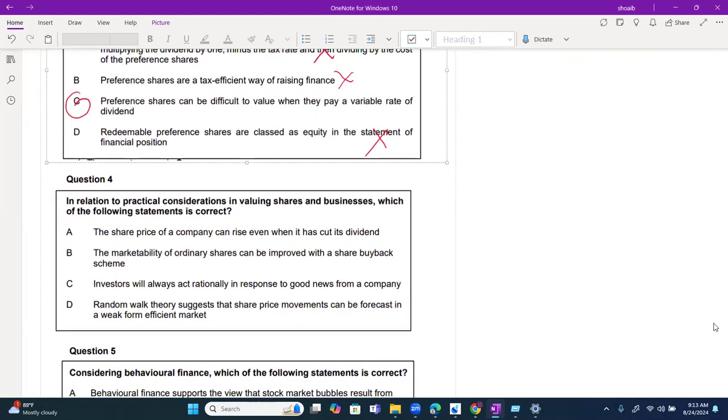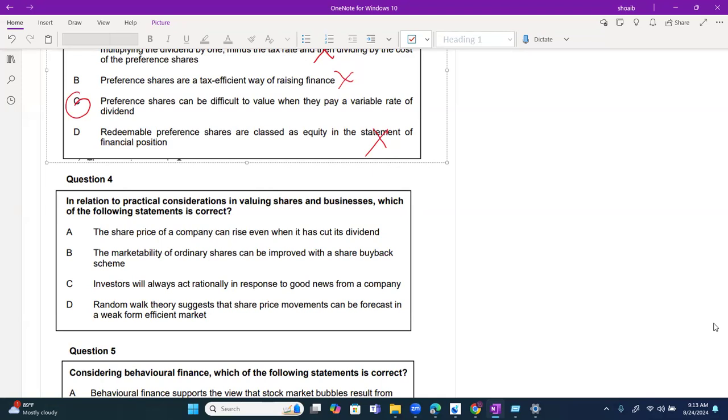In relation to practical consideration in valuing shares and business, which of the following statement is correct? Share price of a company can rise even when it has cut its dividend. Marketability of ordinary shares can be improved with a share buyback scheme.